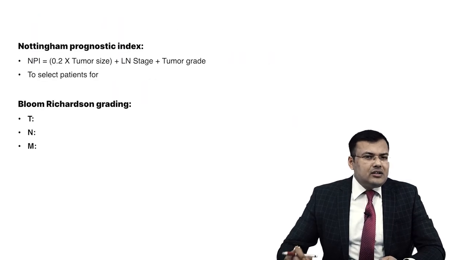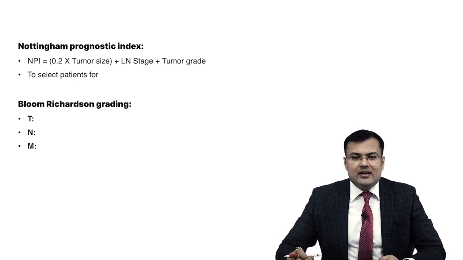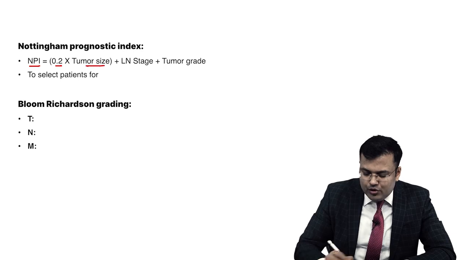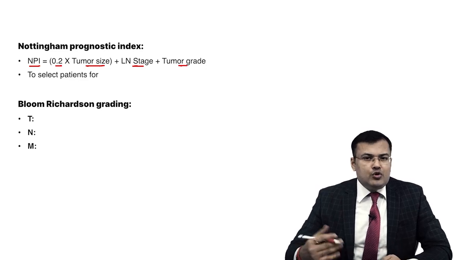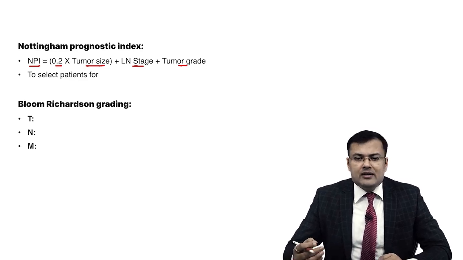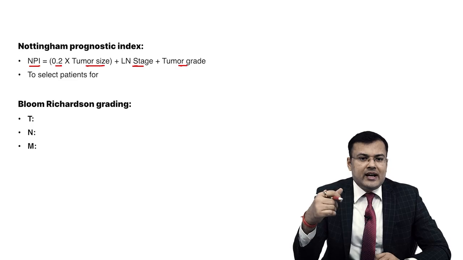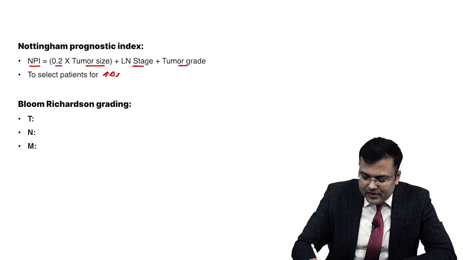Clear? There are some other questions which are asked in relation to prognosis. First, the Nottingham prognostic index. What is the formula? It is 0.2 into tumor size plus lymph node stage plus tumor grade. So can you see, we are including tumor size, lymph node stage, and tumor grade. This is used to select patients for adjuvant treatment.